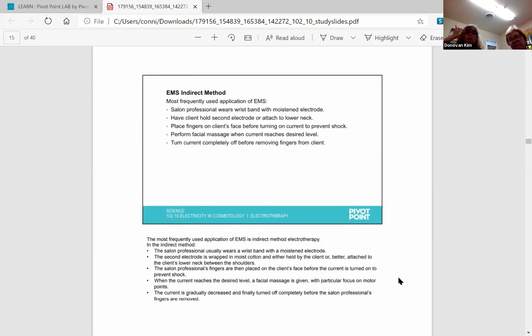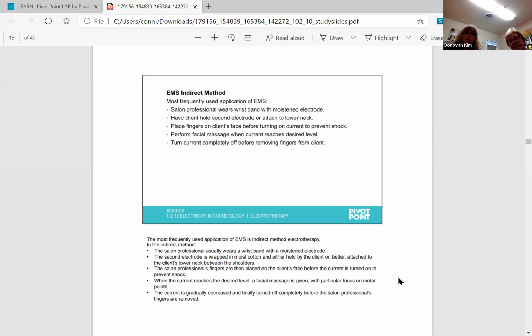Yeah, well, they have a direct method. And the indirect is the most frequently used application. So what happens is you hold the electrode or you wear a wristband that's attached to it, but there's got to be water to conduct it. So it's usually a wet piece of cotton or something that's stuck underneath the electrode. And then the client will hold the second one and you just massage and it pulls the current through their body.